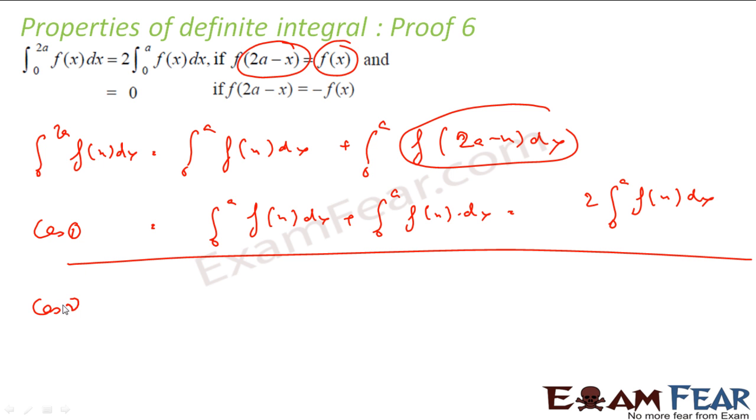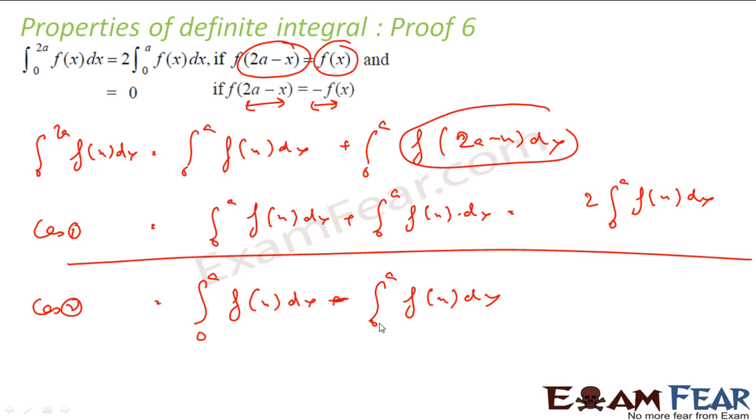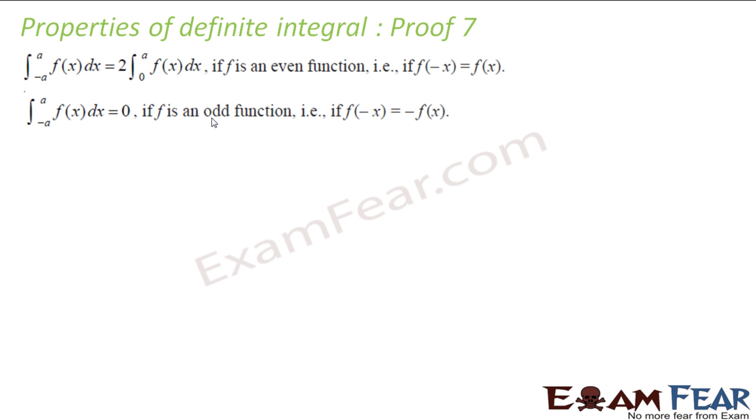Let's go for case 2. Case 2 it says f(2a minus x) is nothing but minus of f(x). So in this case this RHS is nothing but integral 0 to a f(x) dx plus this guy becomes minus f(x), that is minus sign here, 0 to a f(x) dx. This minus this is equal to 0. So the same thing becomes 2 into integral f(x) dx from 0 to a if my f(2a minus x) is equal to f(x), and this thing is equal to 0 if my f(2a minus x) is equal to minus of f(x). Let's take the last proof.